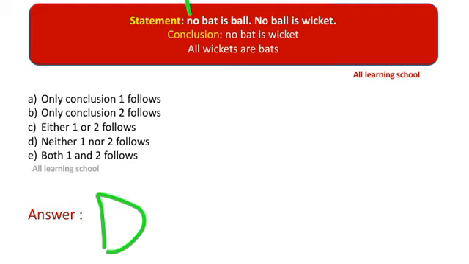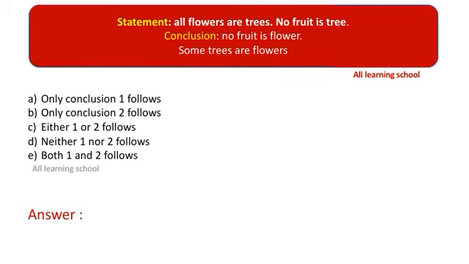Now here the question number 4 is: all flowers are trees, no fruit is tree. Here the first statement is positive and the second statement is negative. If one statement is positive and the other statement is negative, we have a negative conclusion. There will be negative conclusions. But a positive conclusion can also happen, but in only one case. What is the case, I will tell you later.